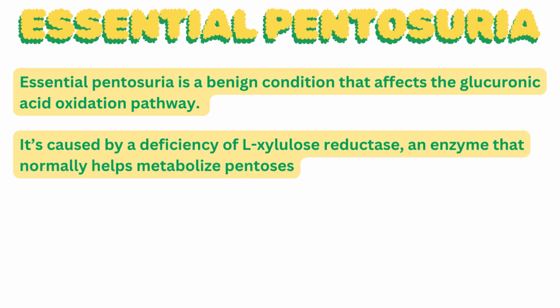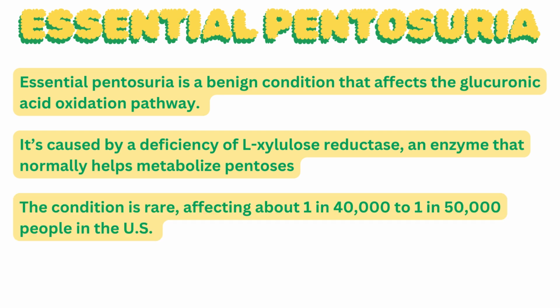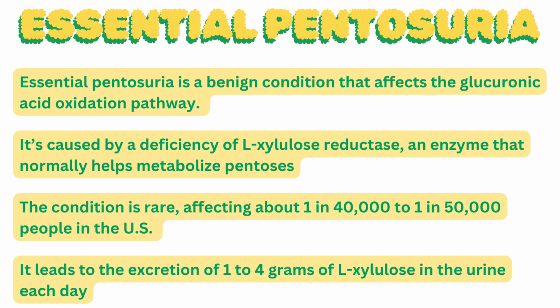It's caused by a deficiency of L-xylulose reductase, an enzyme that normally helps metabolize pentoses. The condition is rare, affecting about 1 in 40,000 to 1 in 50,000 people in the U.S. It leads to the excretion of 1 to 4 grams of L-xylulose in the urine each day. Importantly, because the glucuronic acid pathway has no essential role in human health, this condition is completely harmless.